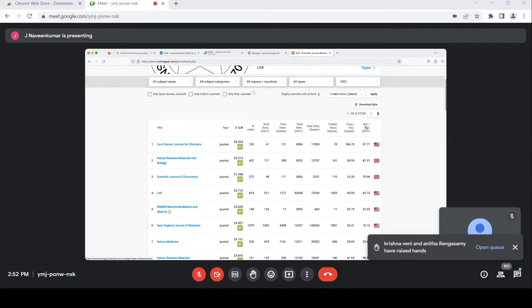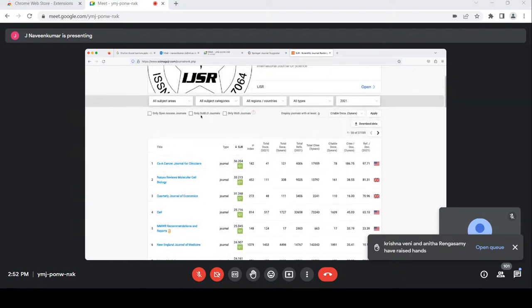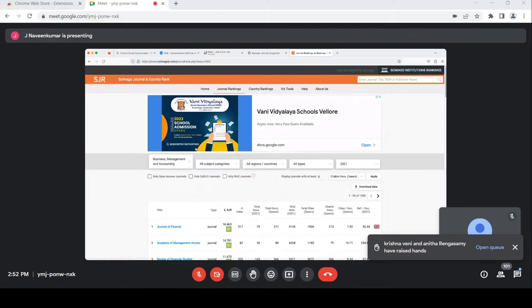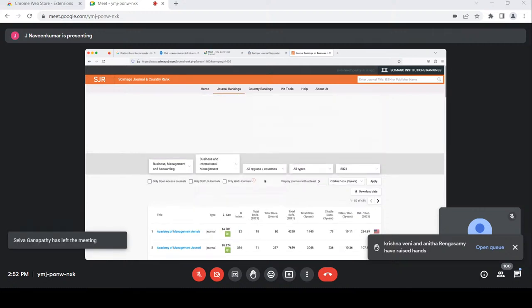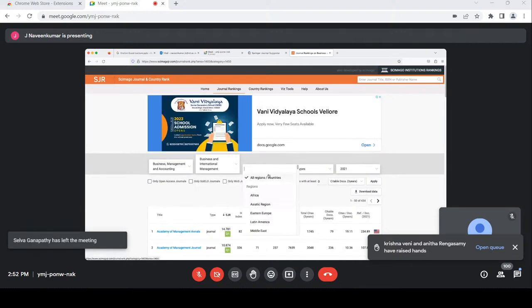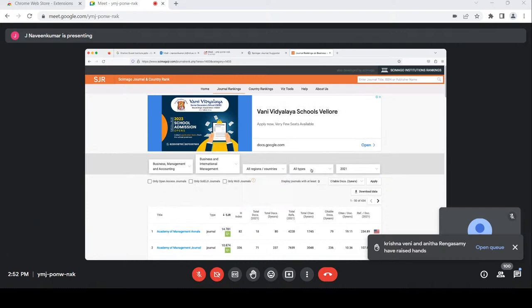And reference document, right? So these are basically the kind of metrics that have been given in this particular portal. Now, if I want to search, I can directly go and click on that particular area, or if I want to go with all subject areas, if multidisciplinary, I can go with all, right? So I can go with some business, international management. Now if I want all regions, it's fine for me. All types is also okay.